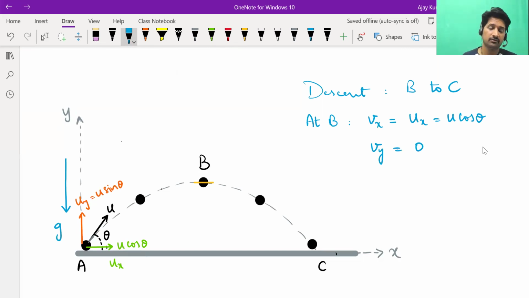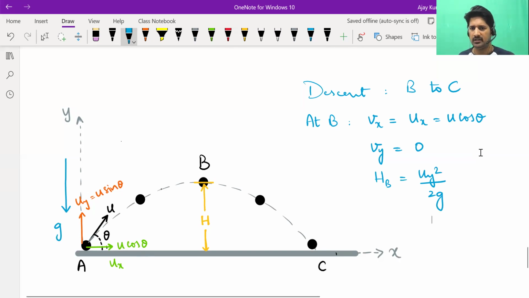Next, do we know the height of that point? Do we know the height of this point B? Yes, sir. How much? Uy square by 2g. Uy square by 2g. Correct. So we know its position also. Fine. So I'll write it here. Height of that point B is uy square by 2g. And okay, good. I'm happy that you said uy square by 2g instead of u square sin square theta. It is better to remember it like this.